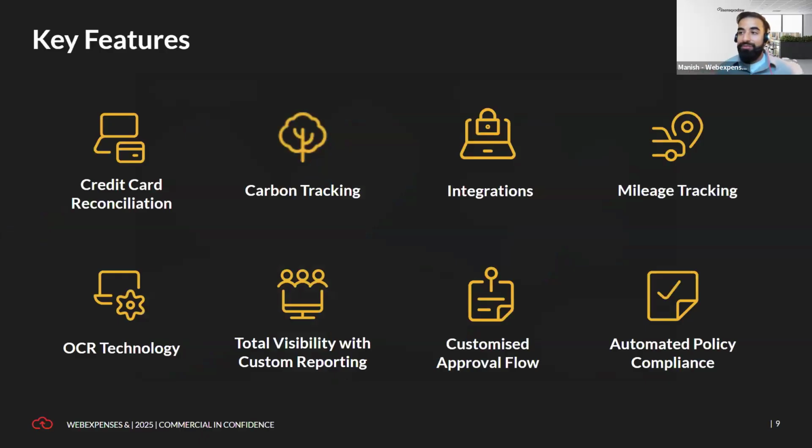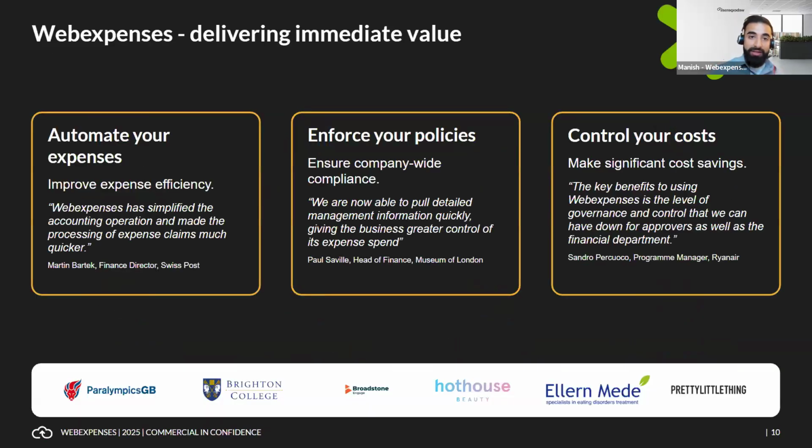So I know I've been speaking for quite a while now. So just to give you a wrap-up of everything that we cover, and this is only highlighting some of the features as you start the implementation, or as we're starting the process of everything, we will also show exactly how we can help you specifically. But yeah, some of the key features: the credit card reconciliation, carbon tracking, our integrations, the mileage tracking, the OCR scanning technology, the custom reporting, a customized approval flow, and also just making sure that you're fully compliant. So I think, overall, that's everything that we can help with.